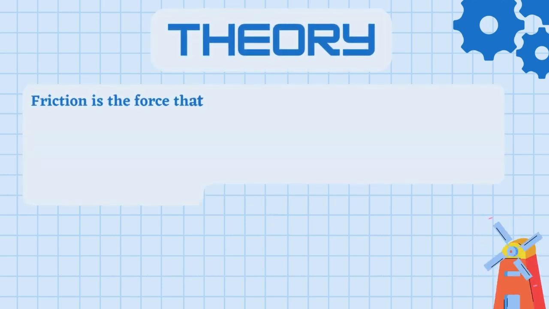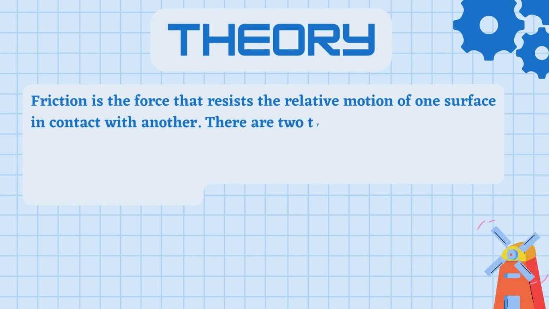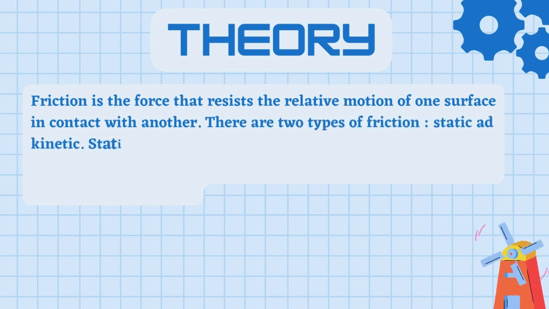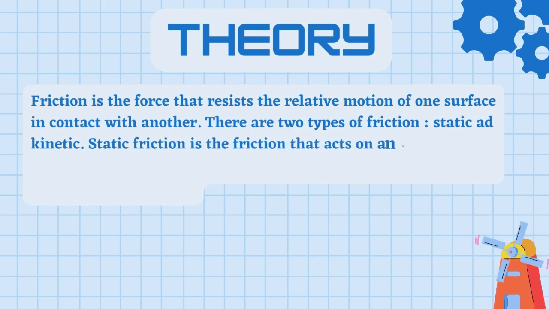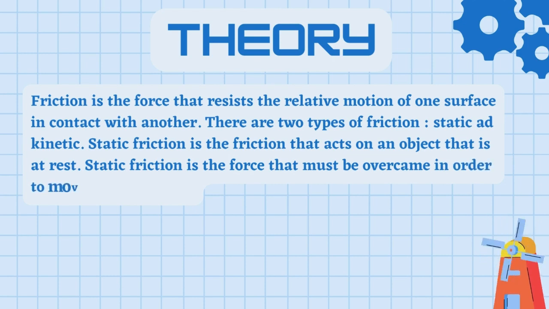So, next is friction. Friction is the force that resists the relative motion of one surface in contact with another. There are two types of friction, which are static and kinetic. Static friction is the friction that acts on an object that is at rest. Static friction is the force that must be overcome in order to move a static object.